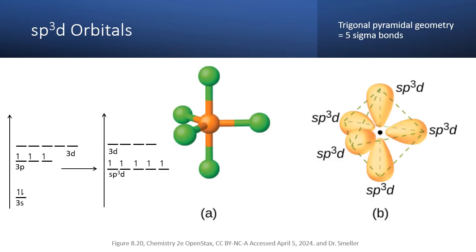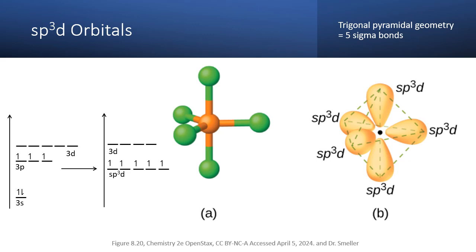When you have trigonal bipyramidal electron geometry, you have 5 sigma bonds. There are 5 bonds, so we need to hybridize 5 orbitals. We'll combine an s, all 3 p orbitals, and 1 d orbital to make the sp3d orbitals.